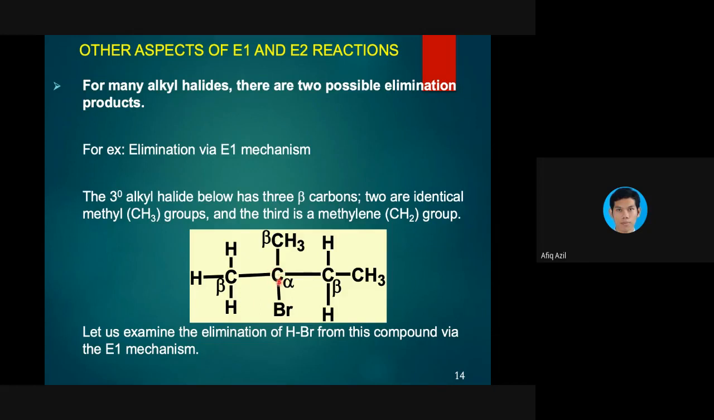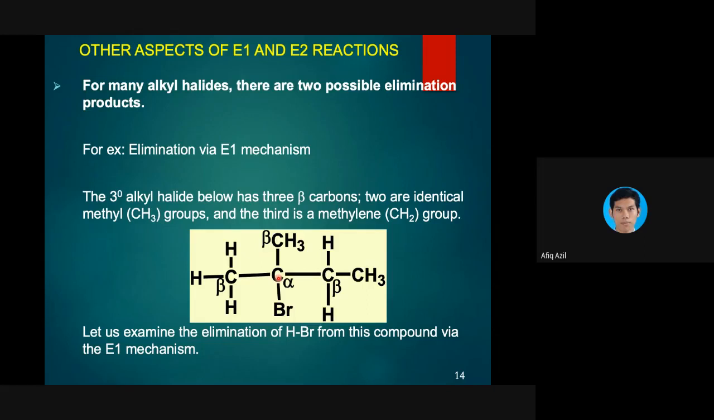So this carbon over here is bonded to the bromine, so this is considered the alpha carbon. The carbon that is bonded to the functional group is considered to be the alpha carbon. Then all other carbons adjacent to it, the neighbors bonded to the alpha carbon, are considered the beta carbon. So this is a beta carbon, this is a beta carbon, this one is also a beta carbon, but this is not a beta carbon as it is not directly bonded to the alpha carbon.